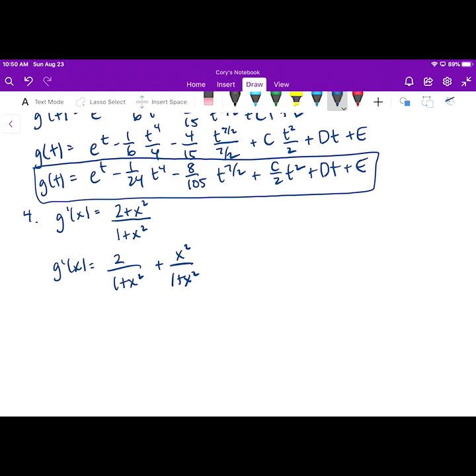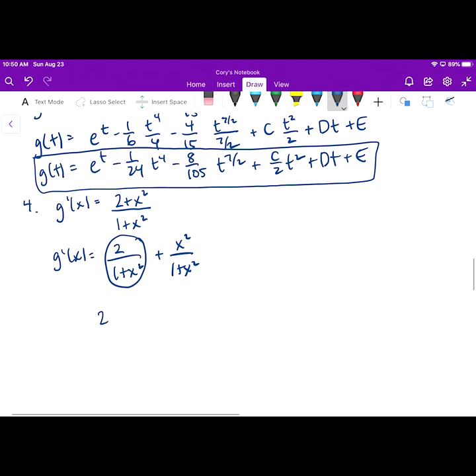Now, the good news is we can take that function right there and take its antiderivative. That's going to become 2 times the inverse tangent of x. But the problem we have is we can't take the antiderivative of that function. There's no rule that we have that enables us to take the antiderivative of that function. Okay, which means we have to try something different.